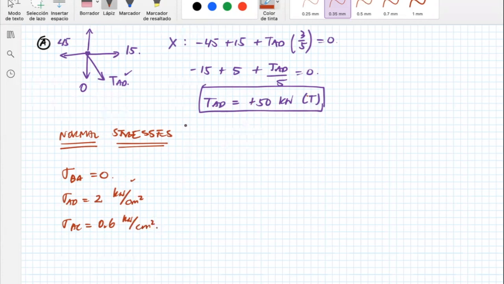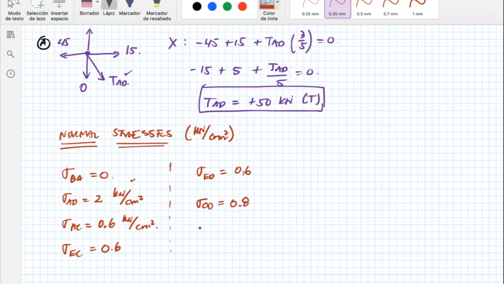All of them are kilonewtons per square centimeter; I'm just going to put it here in order to save time. And then EC equals 0.6, and ED equals 0.6. Meanwhile, CD equals 0.8. You can just put this one in faster, no problem. And then BD equals 1.8. Okay, so that is the problem solved.